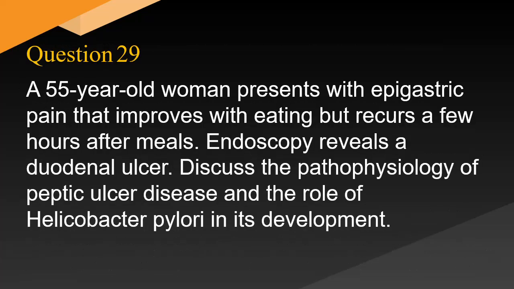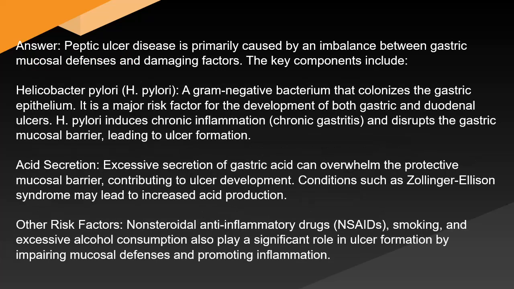A 55-year-old woman presents with epigastric pain that improves with eating but recurs a few hours after meals. Endoscopy reveals a duodenal ulcer. Discuss the pathophysiology of peptic ulcer disease and the role of Helicobacter pylori in its development. Answer: peptic ulcer disease is primarily caused by an imbalance between gastric mucosal defenses and damaging factors.